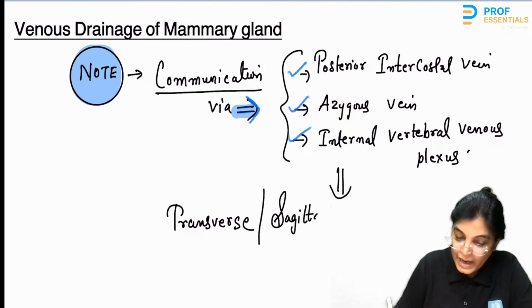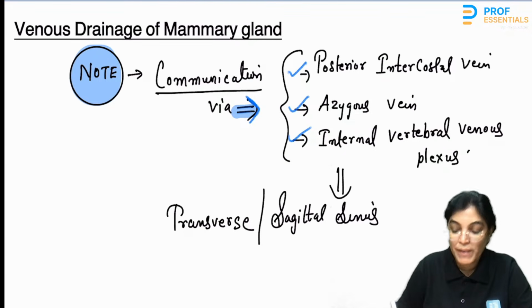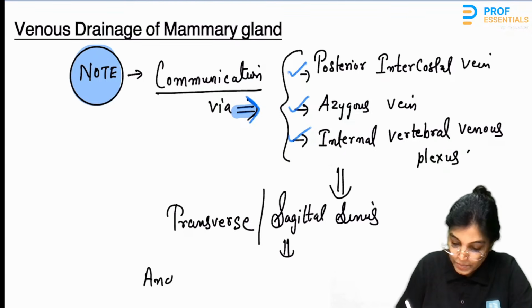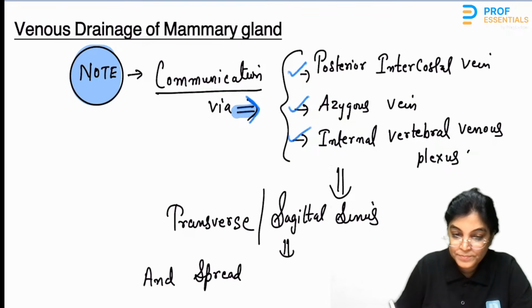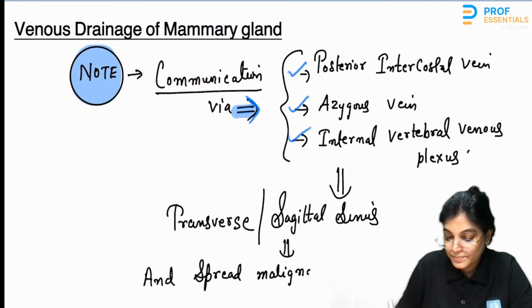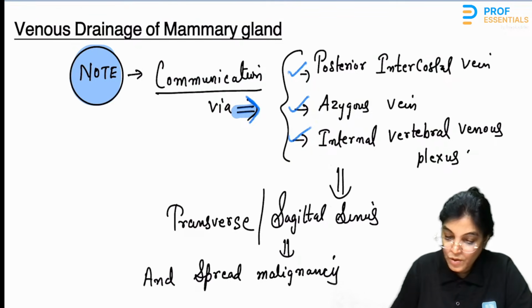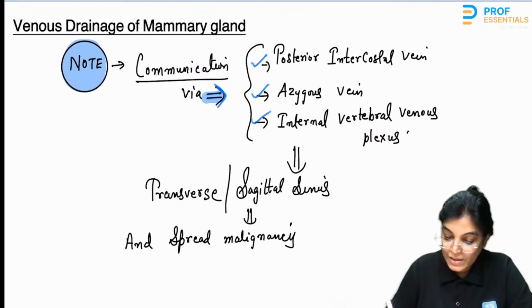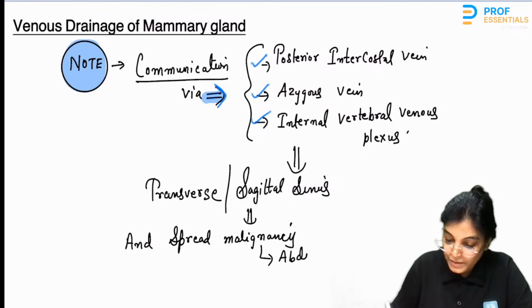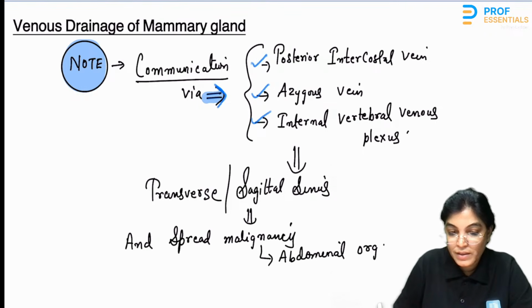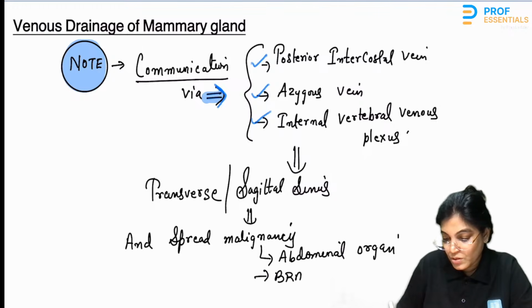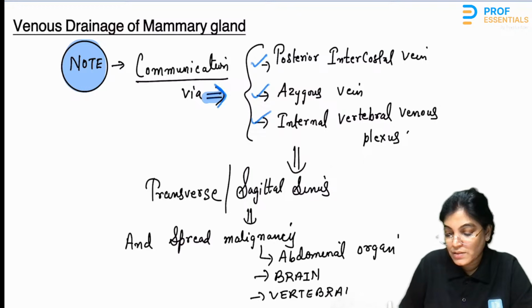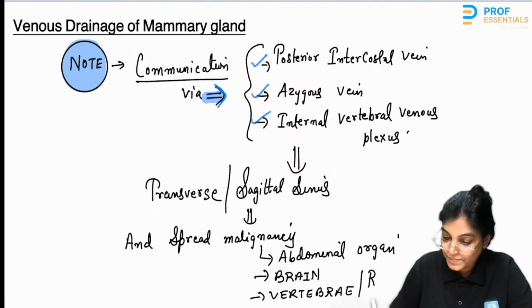sagittal sinuses and spread malignant cells or malignancy to abdominal organs. This forms an important source of spread of malignancy or malignant cells to abdominal organs, to the brain, to the vertebrae, also to the ribs, and to the skull.